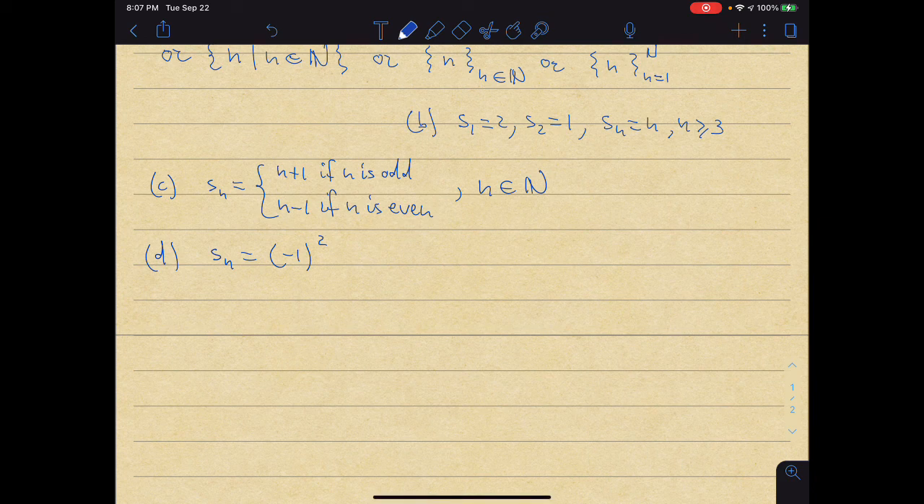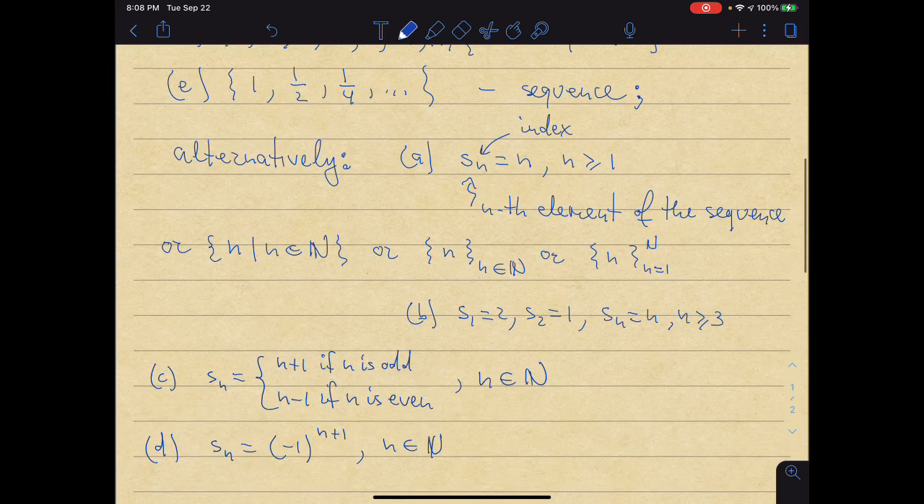Let's see. No, it's not 2. It's just n plus 1, right? So if n is 1, n plus 1 is even, so minus 1 to the even is 1. If n is 2, then n plus 1 is 3. That's odd. Minus 1 to the odd is minus 1. So by changing n, I'm going to alternate between minus 1 and 1. And so that will describe a sequence in D uniquely.